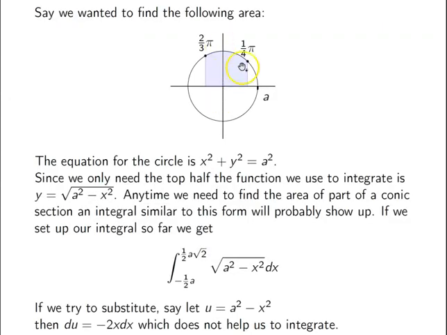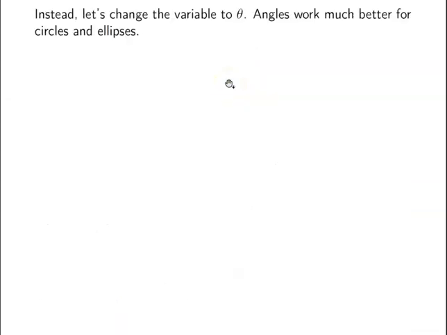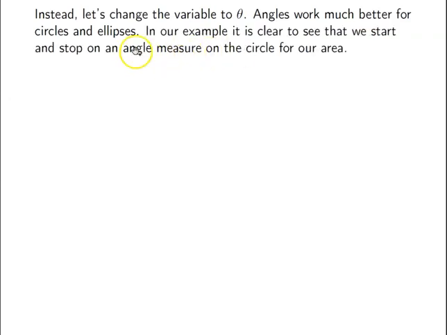Obviously, I'm not going from one angle and then rotating to another one because I'm dropping straight down, right? So it's not starting from the origin and reaching out and then circling through and getting a sector of a circle. So this is a tad bit trickier than that, but it makes sense for us to go into talking about angles of some form, right? So again, in our example, it's clear that we start and stop on an angle measure on our circle for the area that we're looking for.